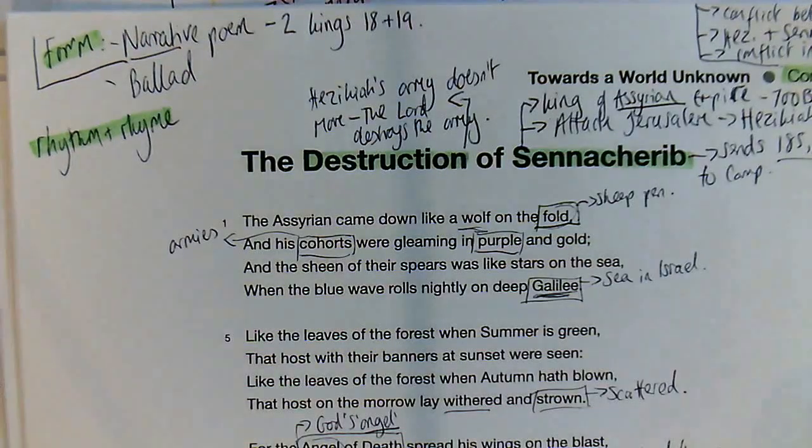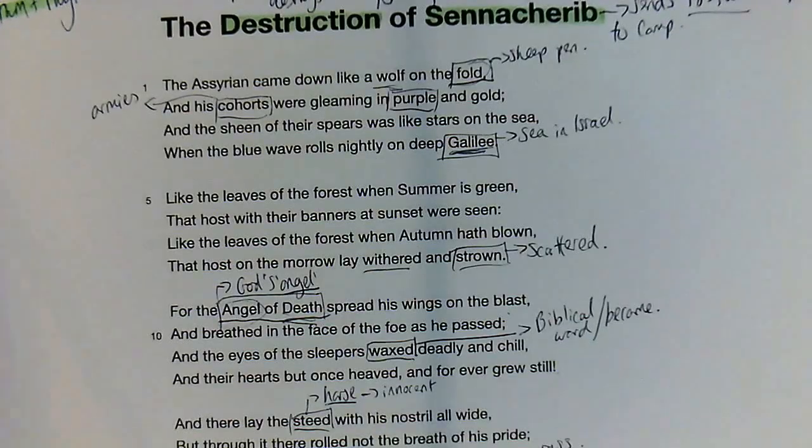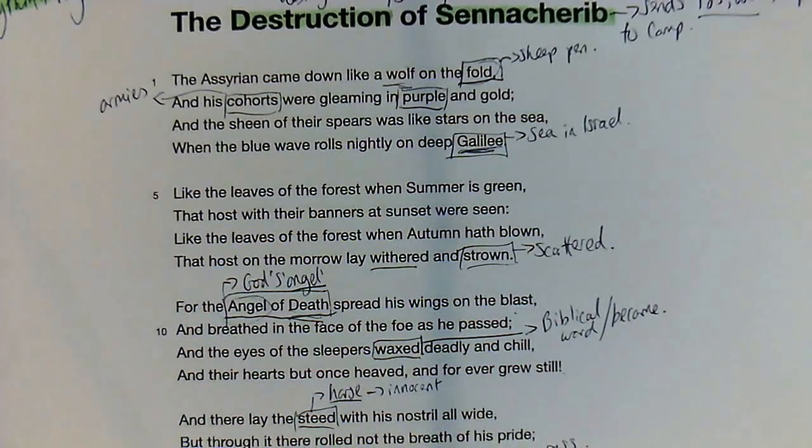And it reminds me of that poem by Alfred Lord Tennyson, Charge of the Light Brigade, because it's got the same rhythm, and there is a technical word for this in English. I wonder if you can hear it. The Assyrian came down like a wolf on the fold, and his cohorts were gleaming in purple and gold, and the sheen of their spears was like stars on the sea when the blue waves roll nightly on deep Galilee. When I read it like that quickly, it has that accumulating pace to it.